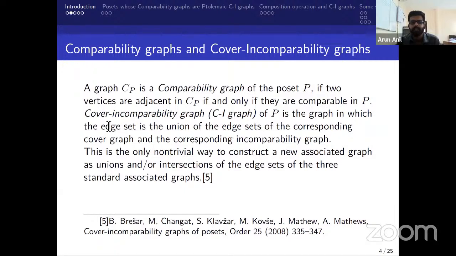Coming to the definition of the covering comparability graph, or shortly CI graph, of a poset P: it is the graph in which the edge set is the union of the edge set of the corresponding cover graph and the corresponding incomparability graph. This graph was introduced in 2008 by Boston and others in the paper on covering comparability graphs of posets.